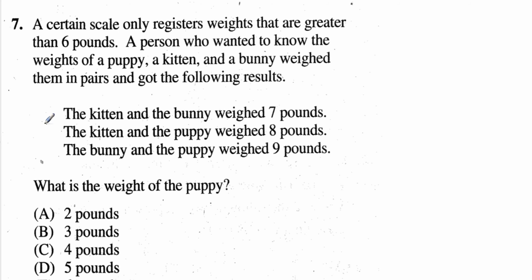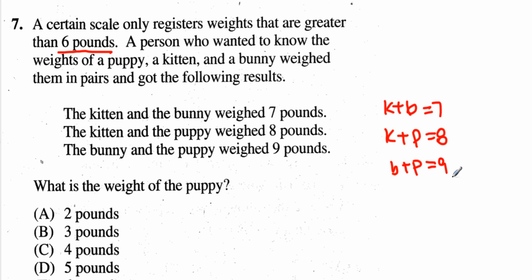Number 7. A certain scale only registers weights that are greater than 6 pounds. If a person wanted to know the weights of the puppy, the kitten, and the bunny, and weighs them in pairs, so this is basically what happened. So K plus B was equal to 7, and K plus P was equal to 8, and B plus P is equal to 9.